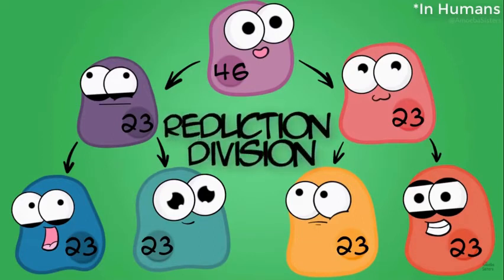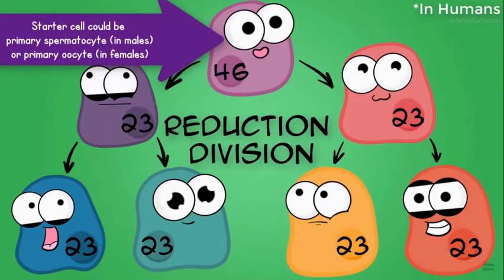Meiosis is what we call a reduction division because you have a starting cell that has 46 chromosomes, and your ending cell, the sperm and egg cells, have only 23 chromosomes.